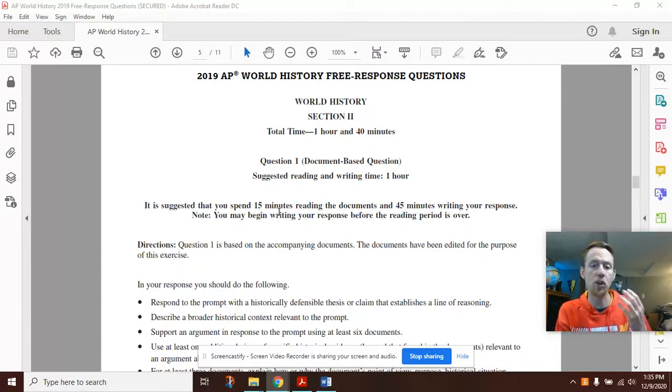The goal of this DBQ is not to go through and just read a bunch of documents and give a report. The goal is for you as a historian to create an argument, to create a claim or a thesis where you take a position on the prompt, and then you use those documents as almost like ammunition to back up your claim, to back up your argument.